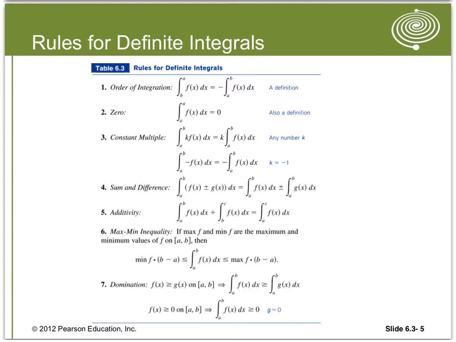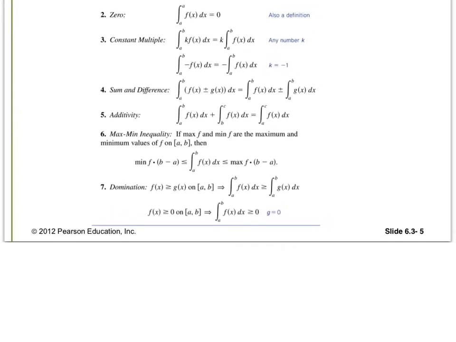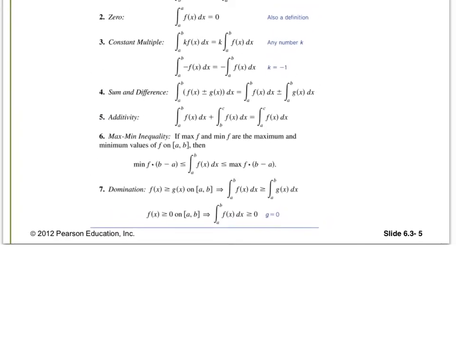It's the same as integrating from a to c of that function. Min and max, we can talk a little bit about that tomorrow, but you have your rule there.